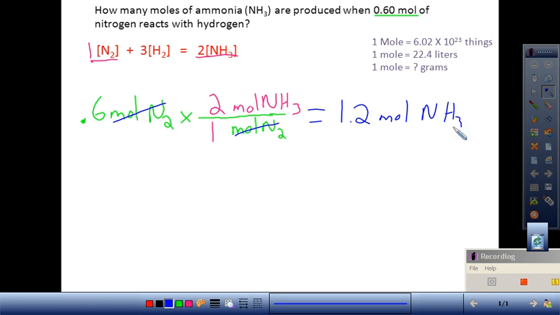And I always want to check. That's my answer. The question says how many moles, so I know I've done something right. Alright, we're just using a mole-to-mole ratio here.